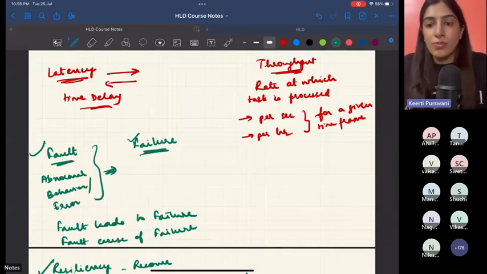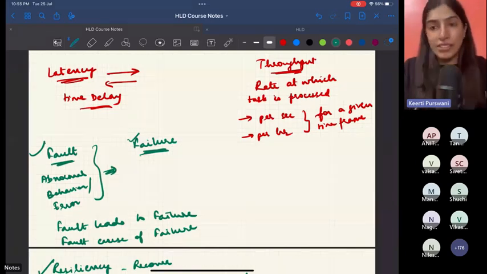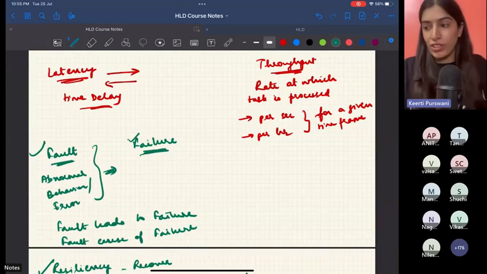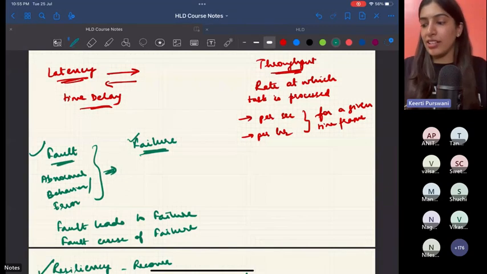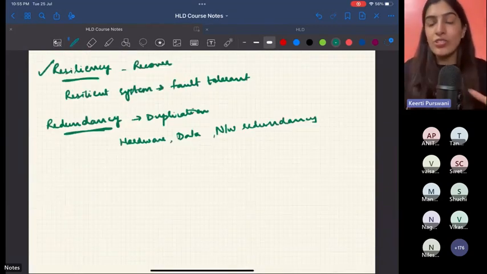We said we can support only two of these three, and then we said that in distributed systems we cannot have partition tolerance systems. So we would either have to prioritize consistency or availability. Then we talked about that. Then we talked about latency, throughput, fault, failure, resiliency, redundancy.